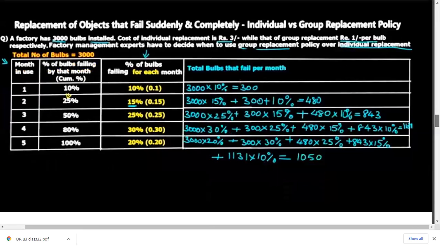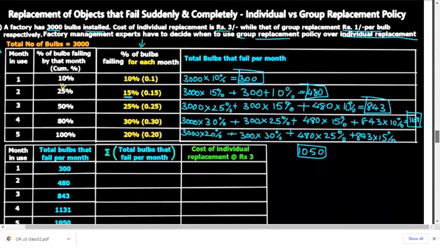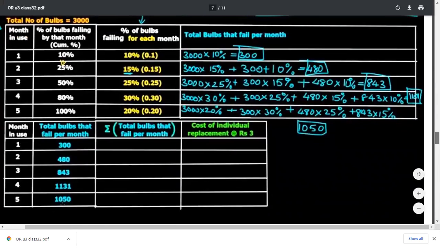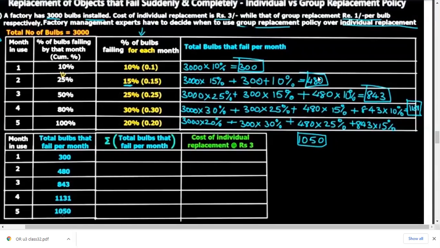Okay, so our next column is the total bulbs in that month. So we will take another table: total bulbs that fail for the month. The first month is 300, the second month 480, the third month is 843, the fourth month is 1131, and the fifth month is 1050.